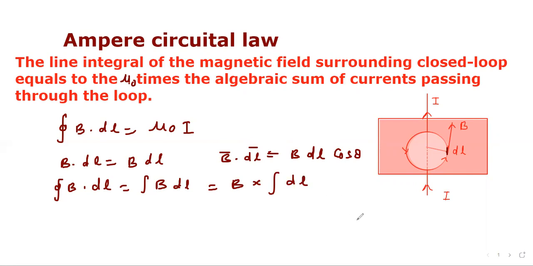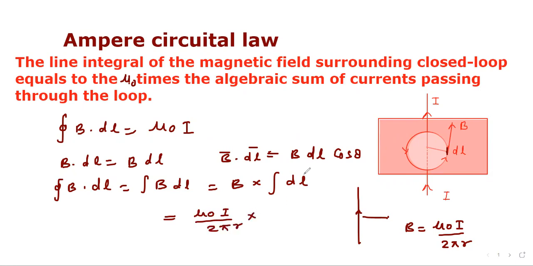And if you remember, the magnetic field due to a current carrying straight wire at distance r from it is given by B equal to mu naught I divided by 2 pi r. So we put the value mu naught I divided by 2 pi r, and integration dl means circumference. If the radius is r, then it will be 2 pi r. So we will get mu naught I. So this is B dot dl, which is the proof of Ampere's circuital law. So it is very simple.